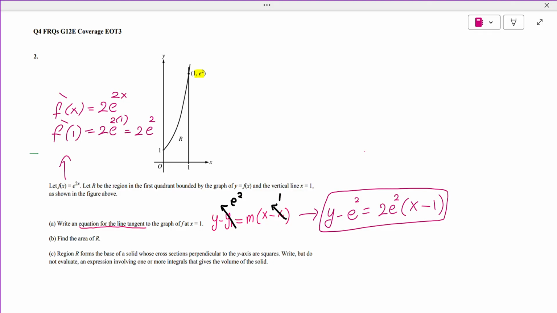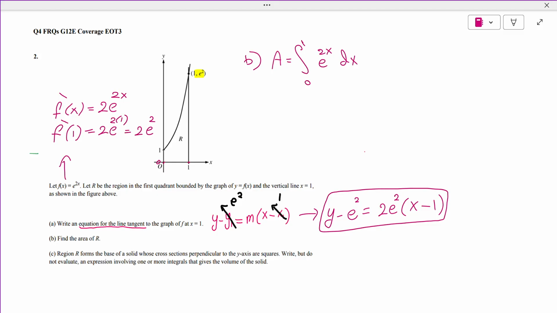Now part B says find the area R. To find the area R indicated in the first quadrant as shown in the figure, it's just the area under the curve of f from x equals 0 to x equals 1. So part B, the area is given by the integral from 0 to 1 of f of x dx, meaning e to the power of 2x dx. Listen, this is just an area. There is no square, there is no pi, it is just the area, okay? The area under the curve.